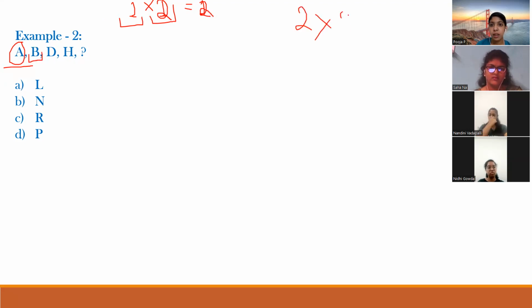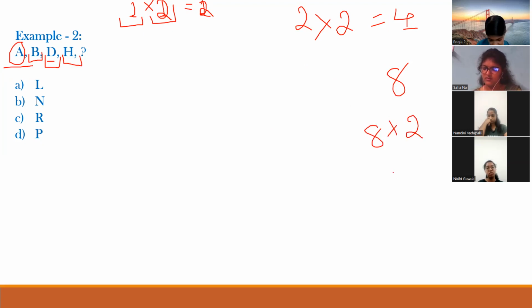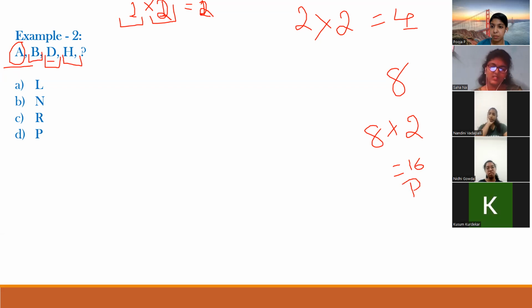So B, the letter number is 2. 2 into 2, that is 4. So which is the fourth letter of the alphabet? D. So now D is 4. 4 into 2, 8. So which is the eighth letter? That turns out to be H. Then 8 into 2, you land up at 16, and the 16th letter is supposed to be P. So that's how the answer is P.